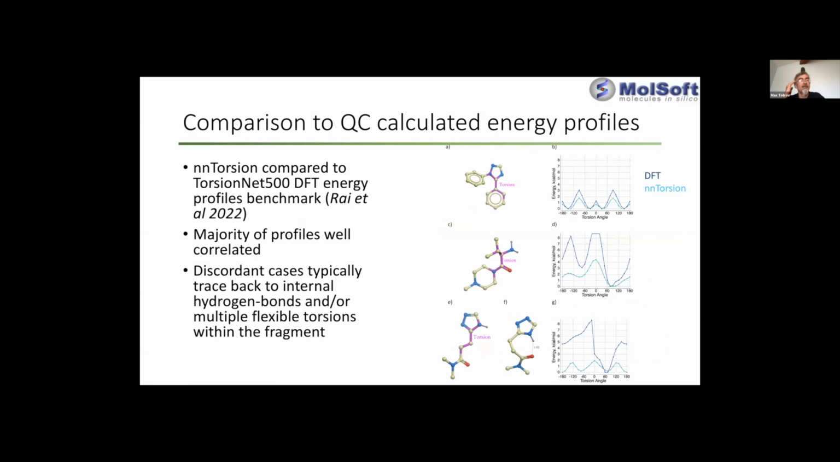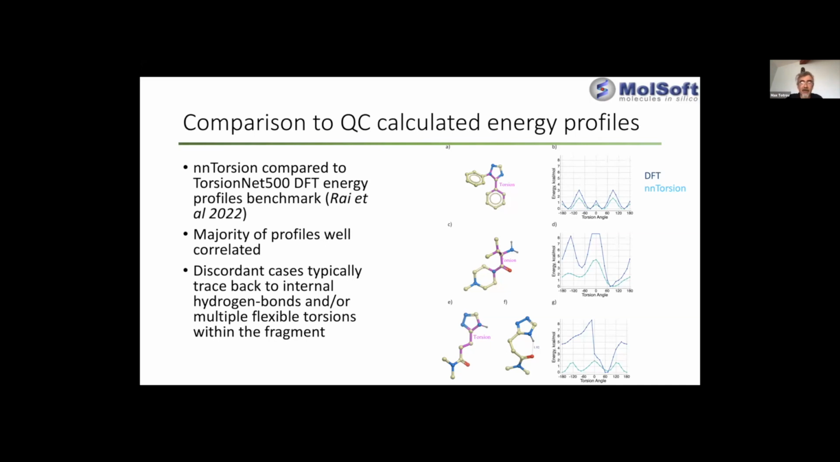So that was sort of a review on a case-by-case basis. Now we also compared our profiles to a larger set of just DFT calculated profiles. Last year there was a publication on a pretty close subject, I think from a Pfizer group. They calculated a large training set of DFT energy profiles for torsions and trained their model on that. Unfortunately, the whole training set is not available, but a subset of 500 molecules was made publicly available.